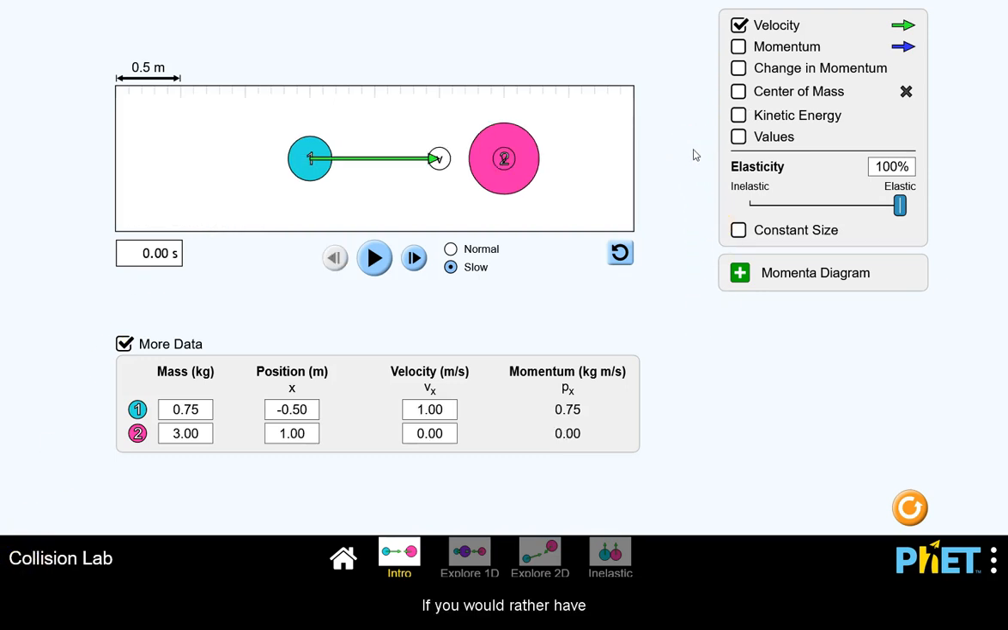If you would rather have the values for velocity and momentum displayed at all times, you can superpose those values, or at least their magnitudes, onto the picture.